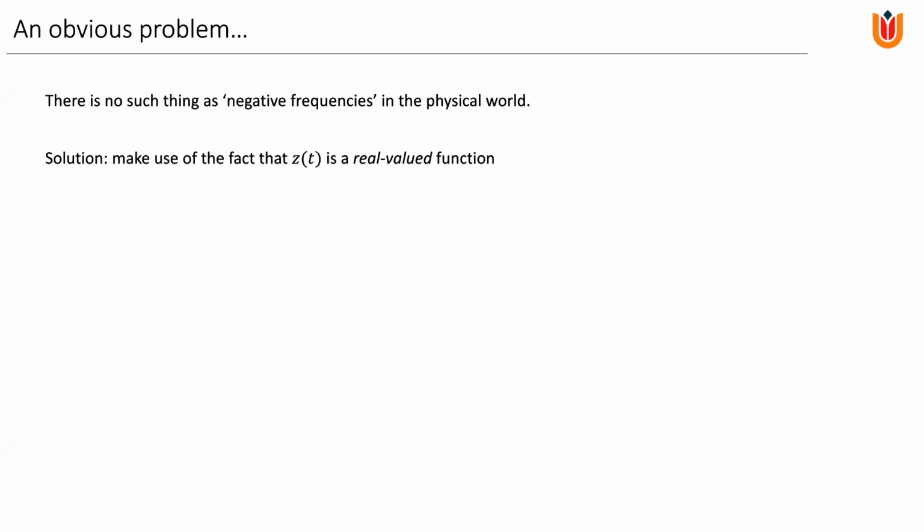You can know that by making use of the fact that z of t is a real valued function. That means if z is a real function, then its Fourier transform z of omega is an even complex function. We already saw an example of this. Do you remember the spectrum in OCT? That is a real valued function. If we then take the Fourier transform, we get two copies of the signal, positive and negative.